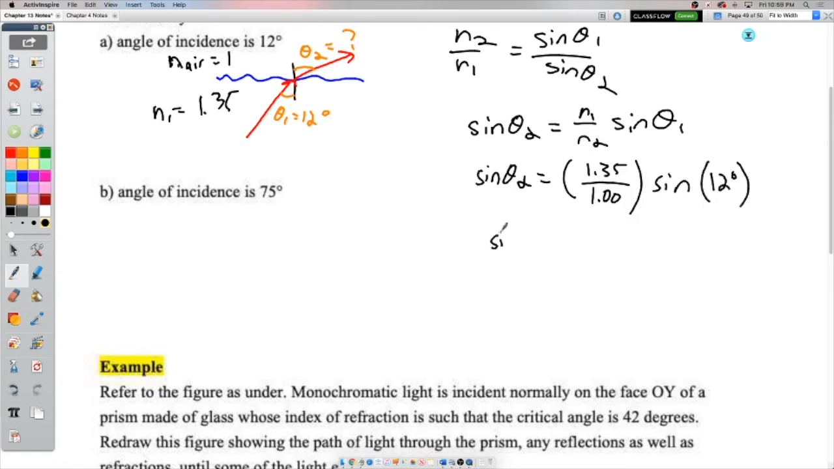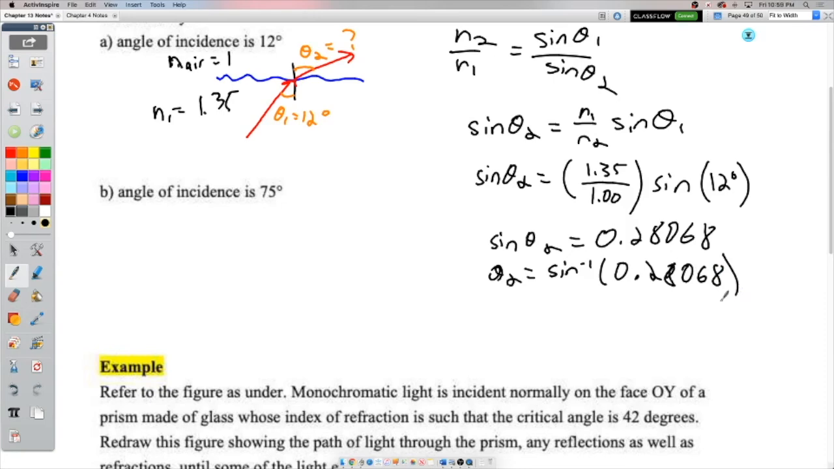So sine theta 2, I got 0.28068. The inverse sine of that is theta 2, and I got 16 degrees. Okay, great. So that seems like an out of place question. Let's see what happens now if the angle of incidence is 75 degrees.